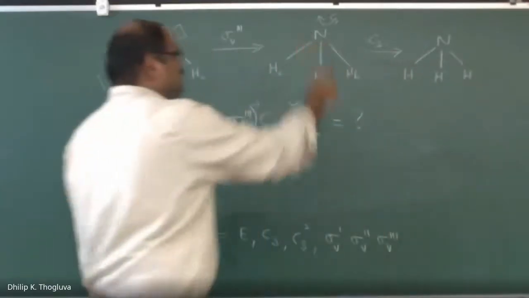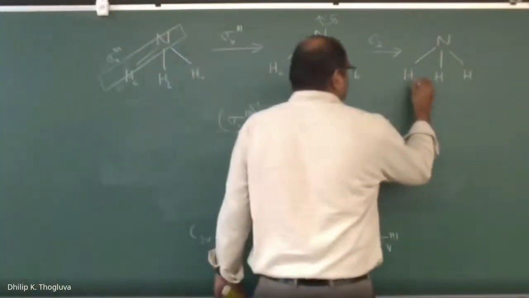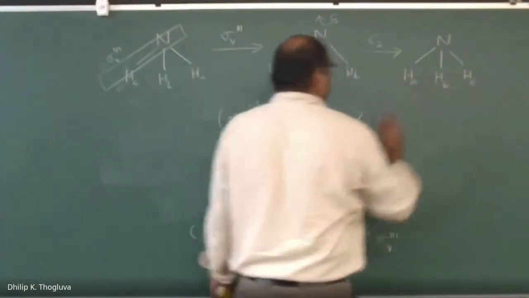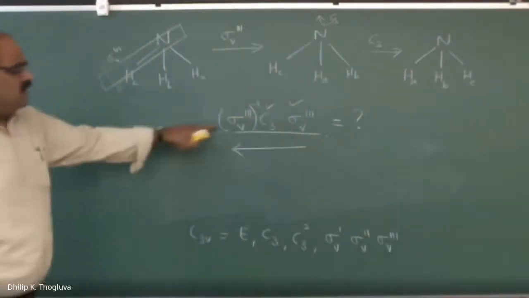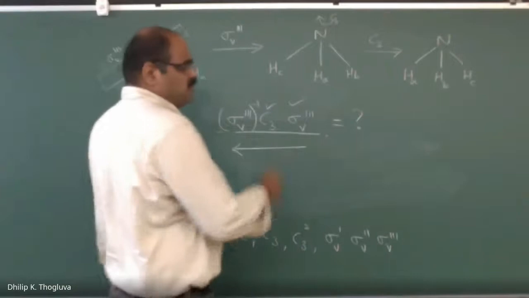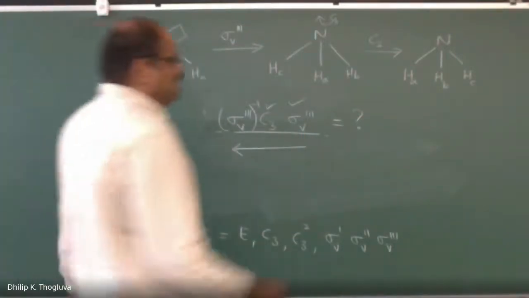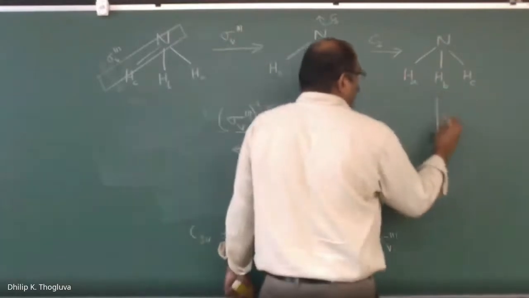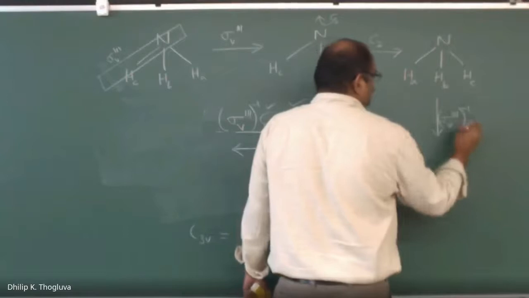So C3 is just 120 degrees, you can say. So H_A comes here, C goes there, and B comes here. So this is C3 we have performed. Again, the last one is sigma v triple prime. As I already told you, sigma v triple prime inverse is equal to sigma v triple prime. So I just say sigma v triple prime inverse. It's nothing but the same one.